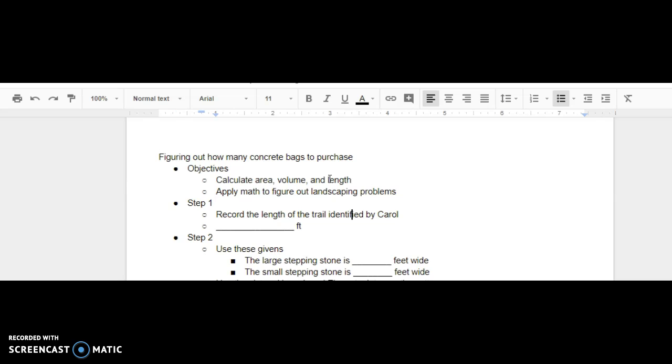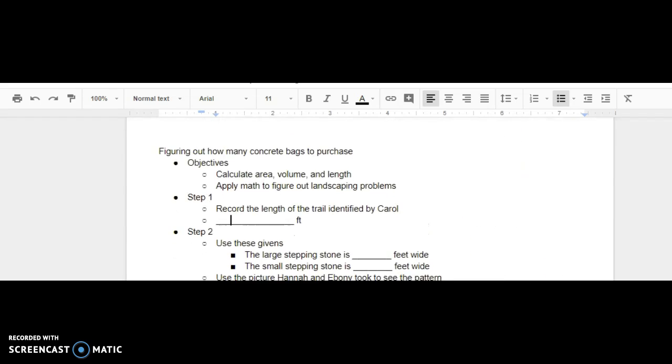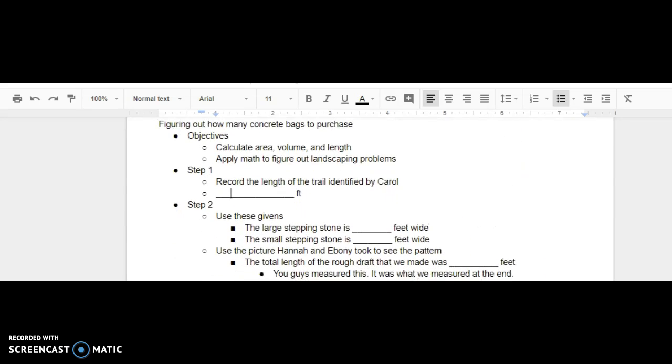So, step one, we need to record the length of the trail identified by Carol. I don't have the numbers that we're going to go through. Ebony and Hannah have those numbers, so you guys are going to have to fill in those blanks as we go. So let's just use some numbers. These are not the actual numbers, so please do not feel these are the actual numbers. Instead, I want you to, while you're watching the video, fill those numbers into the sheet. You guys can work together as a class.